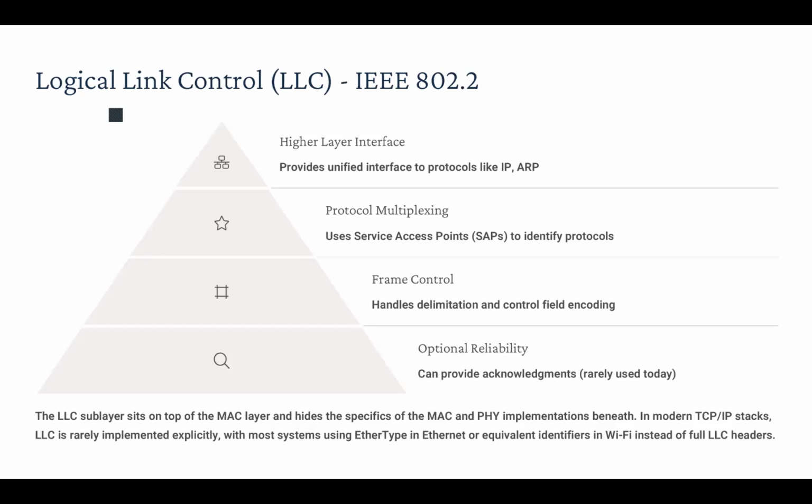Now, the LLC has a frame control that handles frame delimitation and control field encoding. That could be the definition of LLC headers, which structure the communication between the layers in a consistent and predictable way. The LLC optional reliability is also another characteristic of this logical link control.